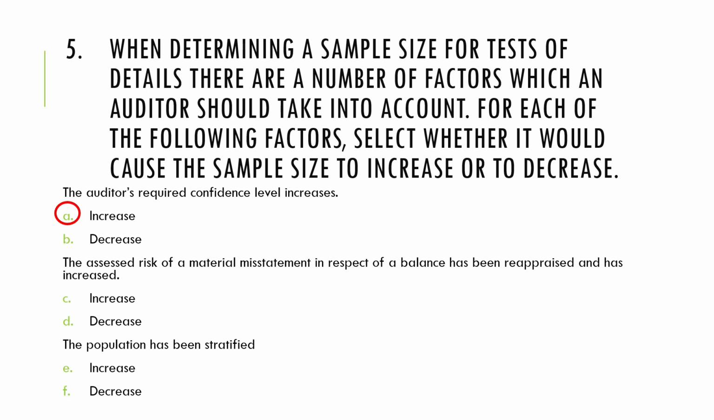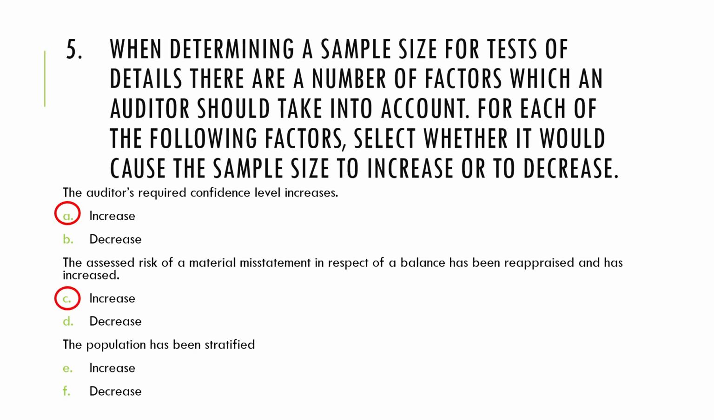Now, the second item talks about the assessed risk of material misstatement in respect of a balance has been reappraised and has increased. So this one reflects an increase in the assessed risk of material misstatement, and we know that the assessed risk of material misstatement bears a direct relationship to sample size as well. So when it has increased, sample size will also increase.